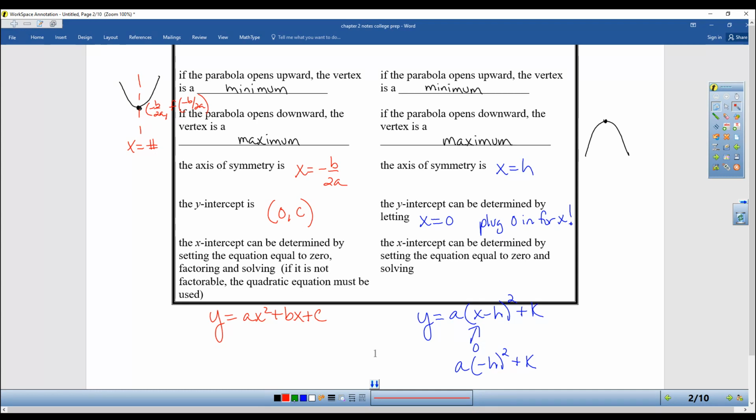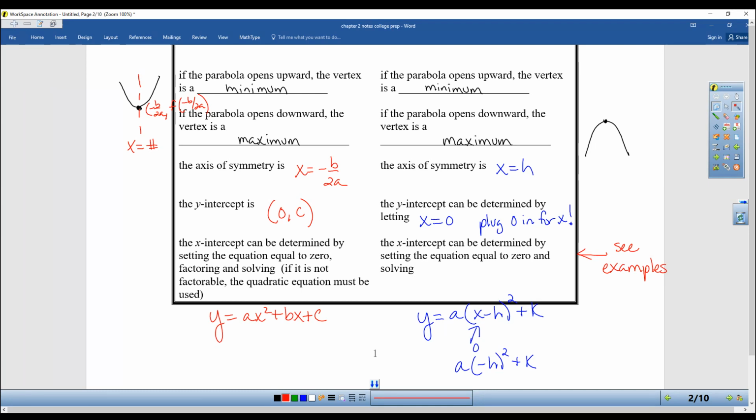Okay, x-intercepts. The x-intercept in standard form can be determined by setting the equation equal to 0 and factoring. If it's not factorable, you might have to use the quadratic formula. If the problem is in vertex form, you're still going to set it equal to 0, but now you can subtract k or add k to both sides, divide by a and square root. We'll actually do a problem. So for these two, see examples. We'll actually practice that, but there's no quick way to tell you what it is.